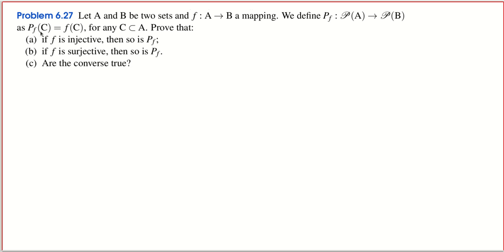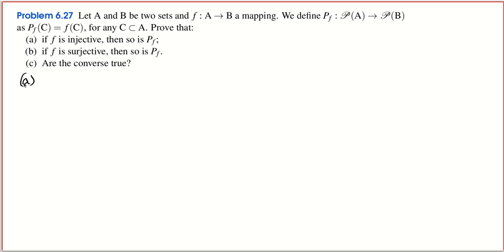The definition is this. The image of one such subset is just the set FC. In other words, the images of all the elements of C, and this is for any C, a subset of A. Now, we have to prove that if F is injective or surjective, then so is PF. And then we have to check whether the converses are true. Let's begin with the first.